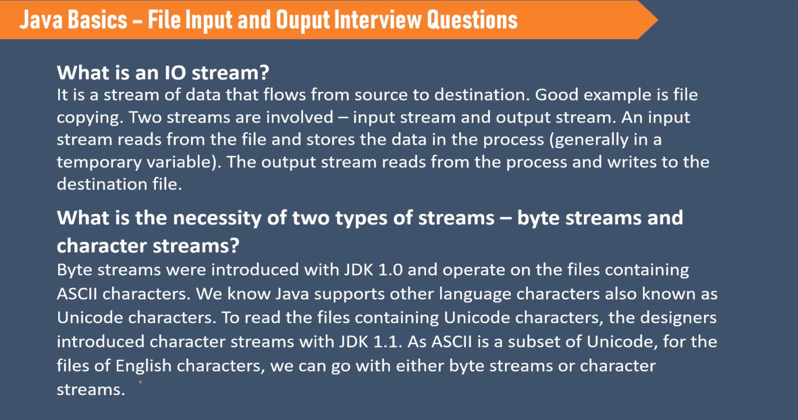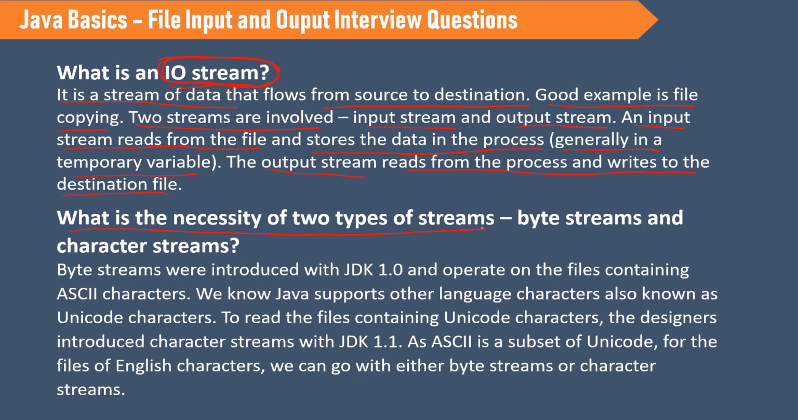The second question is, what is an IO stream? IO stream means input output stream. It is a stream of data that flows from source to destination. A good example is file copying. The two streams involved are the input stream and the output stream. So when I say IO stream, it is nothing but input and output stream. The input stream reads the data from the file and stores the data in the process, generally in a temporary variable. The output stream reads the data from the process and writes it to the destination file.